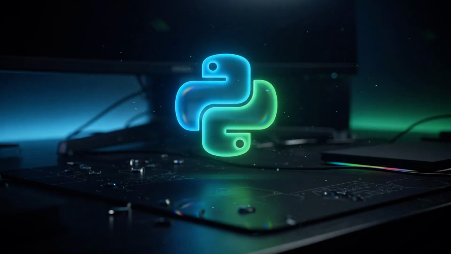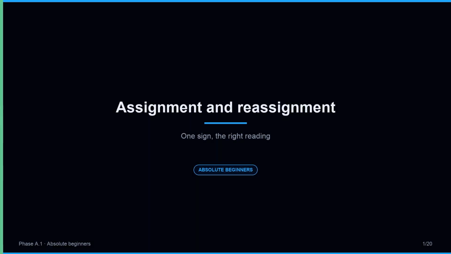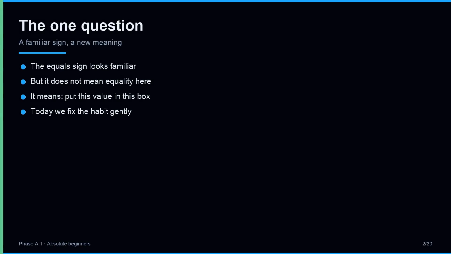Welcome to a slow, beginner-friendly lesson on assignment and reassignment, made for absolute beginners. Today we only study how a variable gets a value, and how that value can change. We stay slow and precise. Here is the whole lesson in one breath.